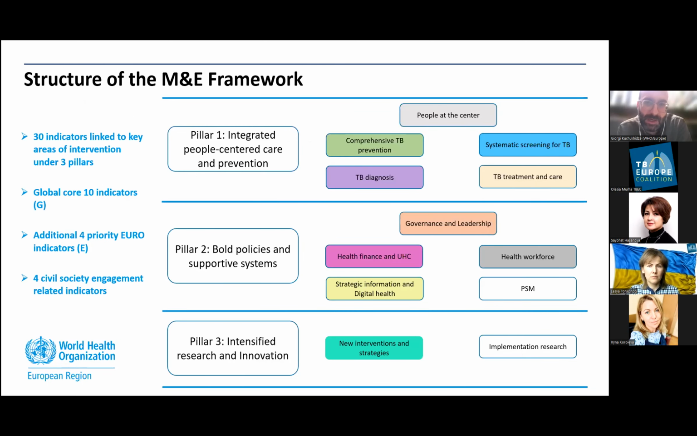And we ended up having the MNE framework, which includes 30 indicators that are linked to key areas of intervention under 3 pillars of the action plan. There are global core 10 indicators among these 30 indicators, as well as additional 4 priority indicators that are priority for the European region. And also the 4 civil society engagement related indicators. Later my colleagues will talk in more detail about these 4 indicators and the algorithm that was mentioned by Lesya and Yulia.